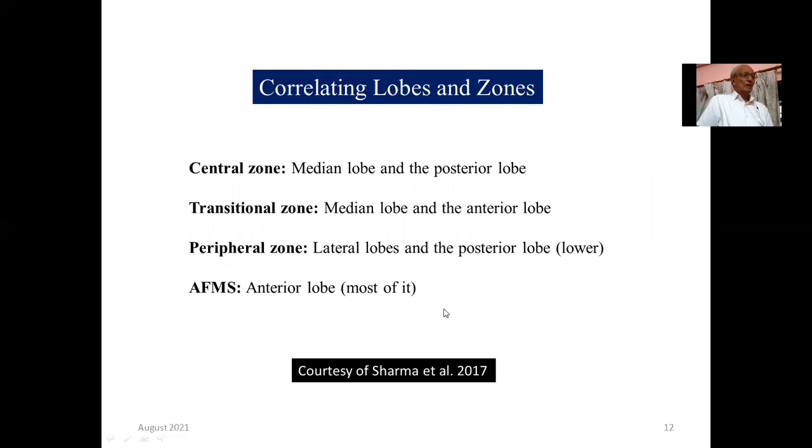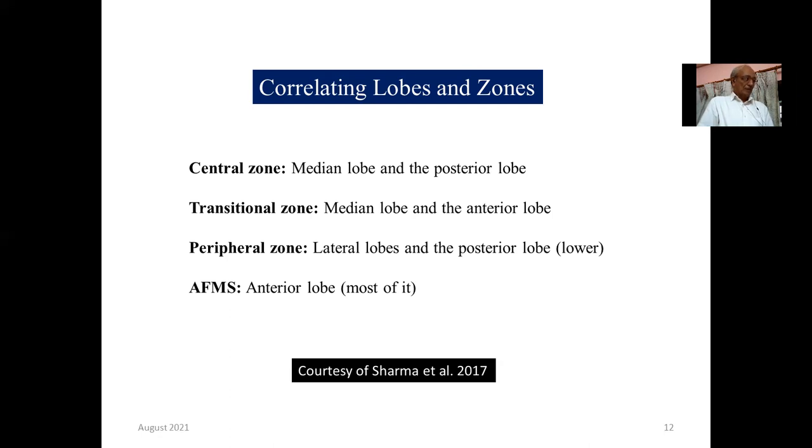Lobes and zones, difficult to correlate. But because previously we were knowing only about lobes and we were discussing only lobes, and subsequently the zones were described. Lobes by Lowsley, 1912. Zones by McNeal, from 1968 onwards, McNeal had written several articles on zones. So we try to correlate, and this one is from Sharma et al.